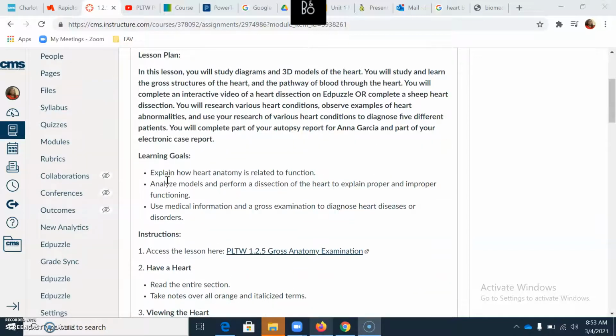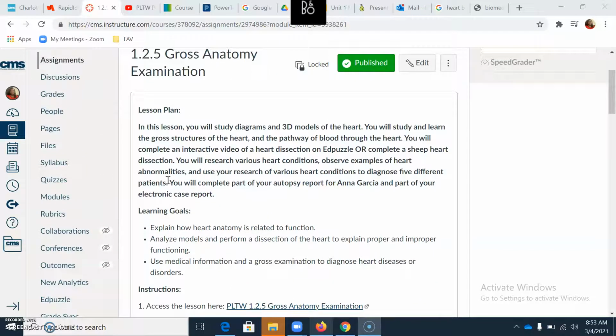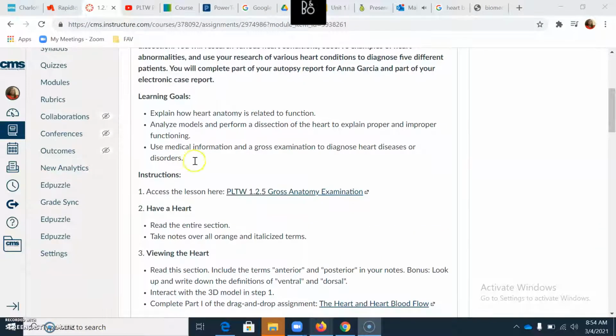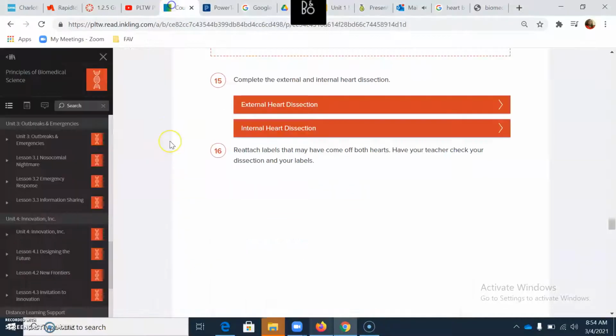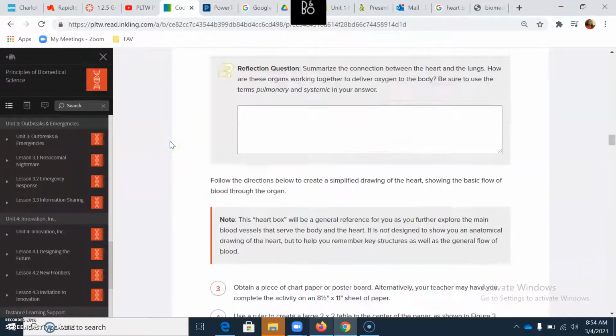Okay, so to debrief so that we're ready for the midterm, we're going to fast forward with 125. And it's just dealing with the heart. So just some key things.